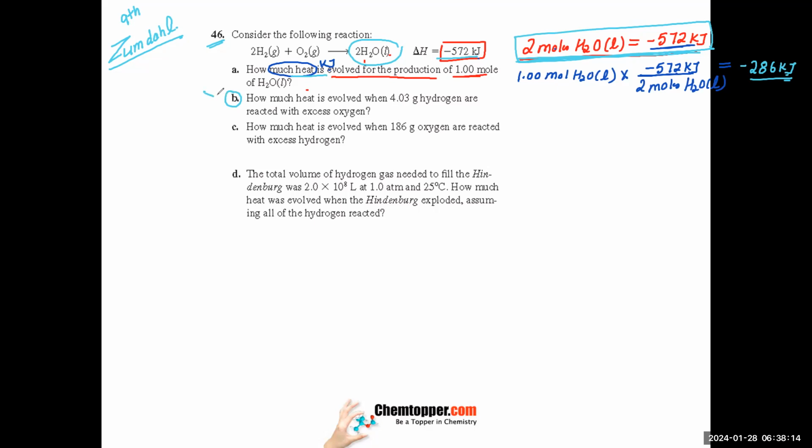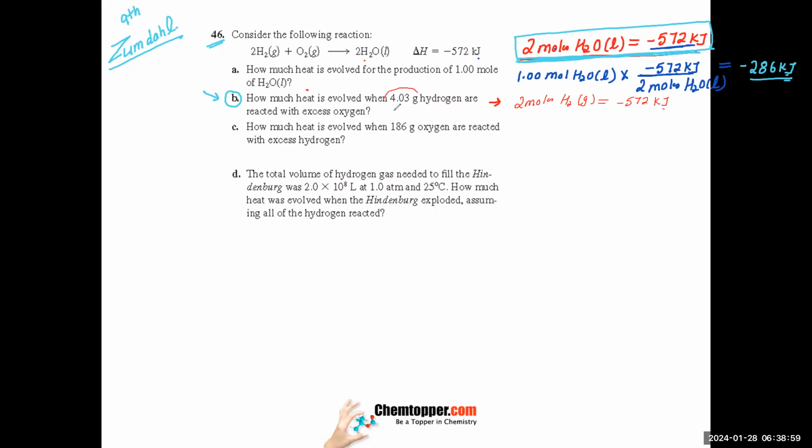Now let's see the B part. How much heat is evolved when 4.03 grams of hydrogen are reacted with excess of oxygen? So how to do it? Let's do the planning. Look at the equation. What do you know from the equation? We know that for 2 moles of H2 gas, the amount of heat evolved is minus 572 kilojoules.